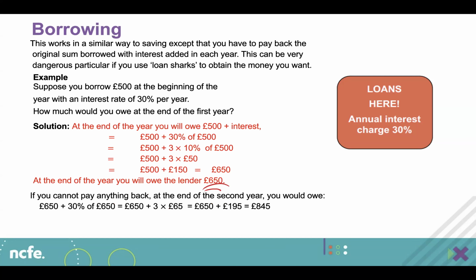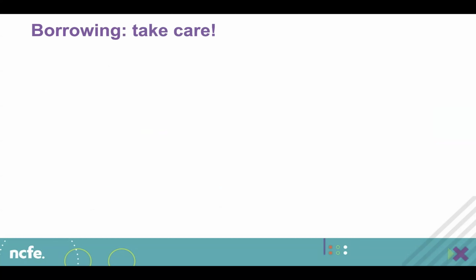If you cannot pay back anything at the end of the second year, you would owe 30% of 650 plus 650. So that would become £845. So beware when borrowing money. Make sure you can pay back the loan ASAP. Borrowing, take care.